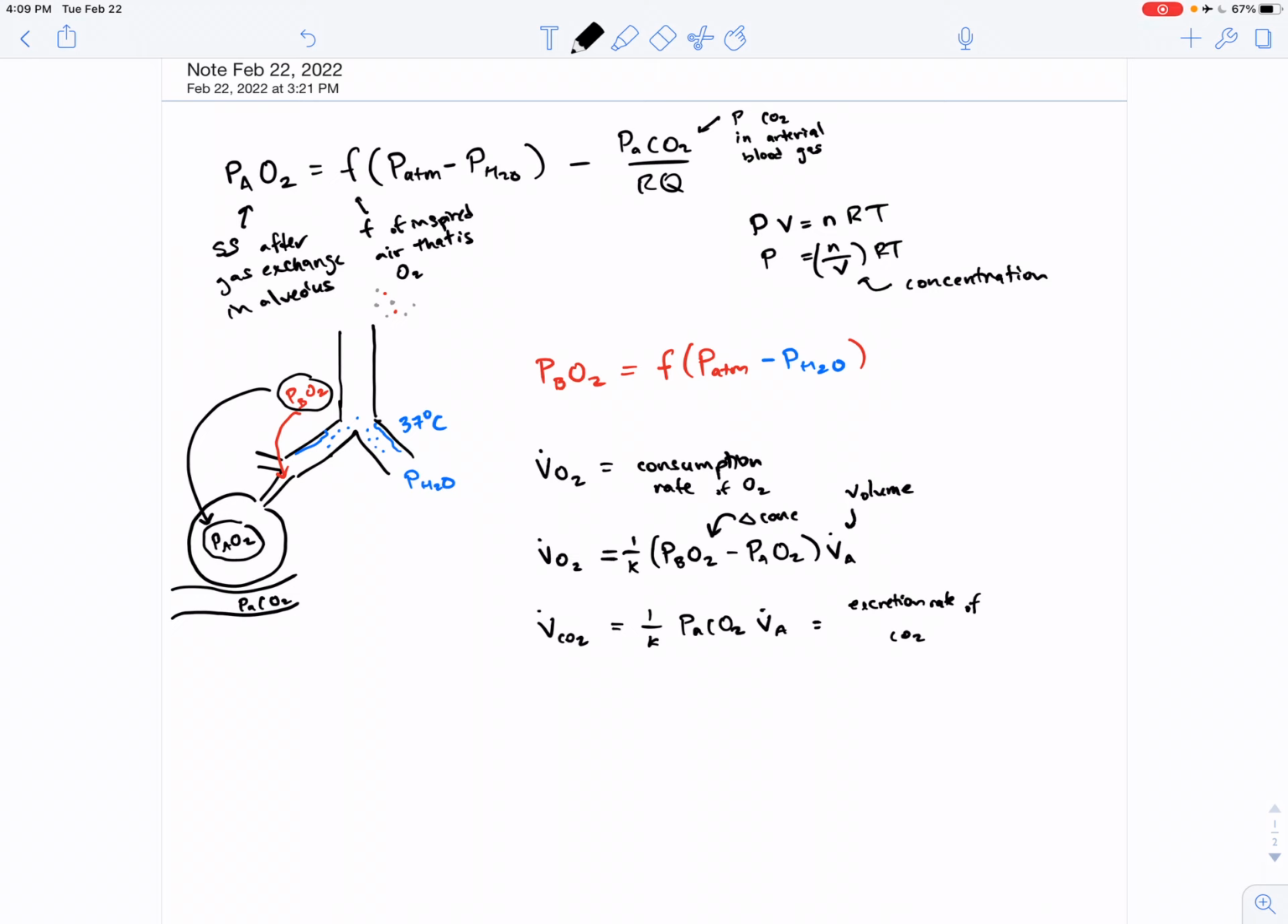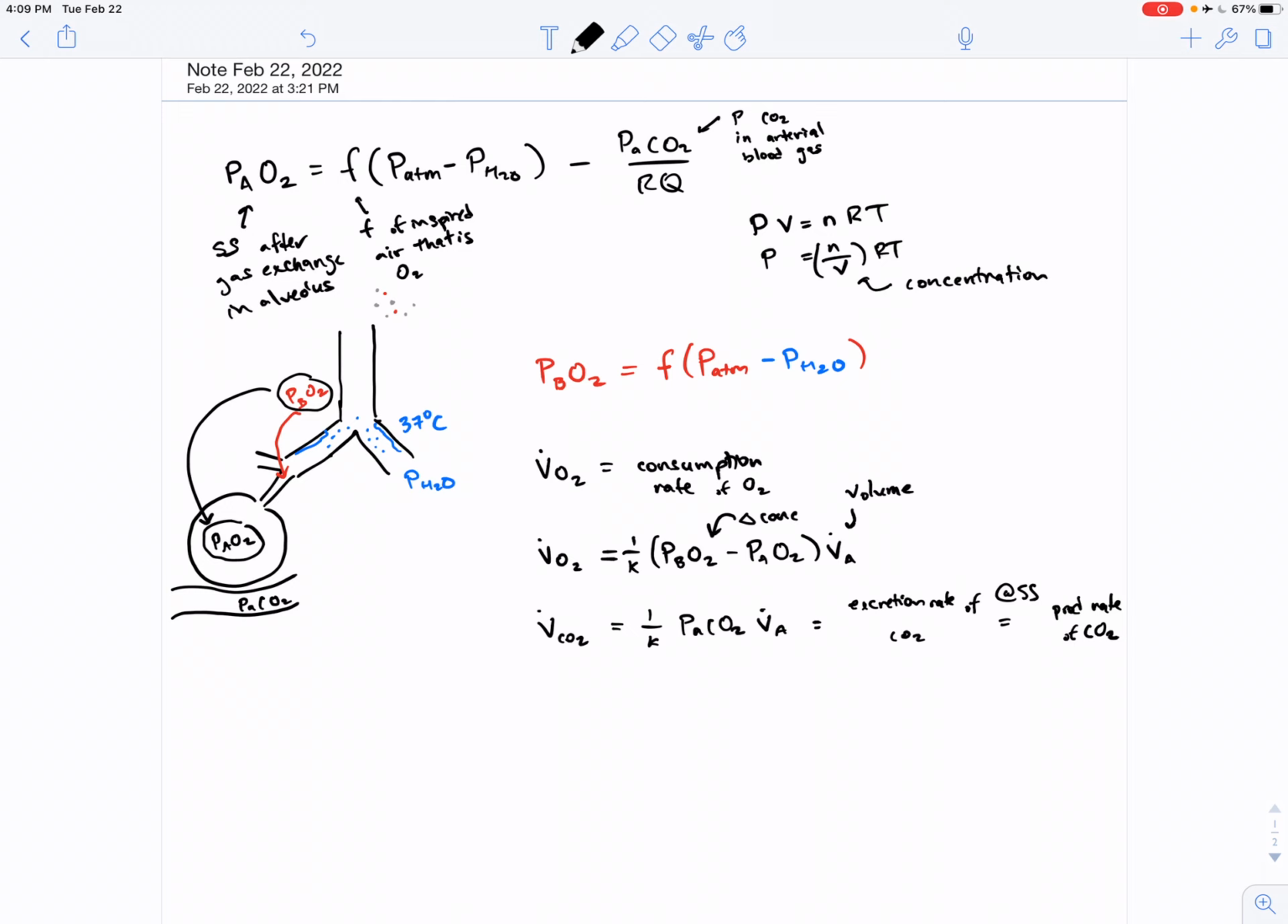And, at steady state, this is going to be equal to our production rate. So if we assume steady state for CO2, that there's not any more CO2 being produced than excreted, in other words, our CO2 arterial concentrations are stable, then our production rate and our excretion rate are going to be equal.